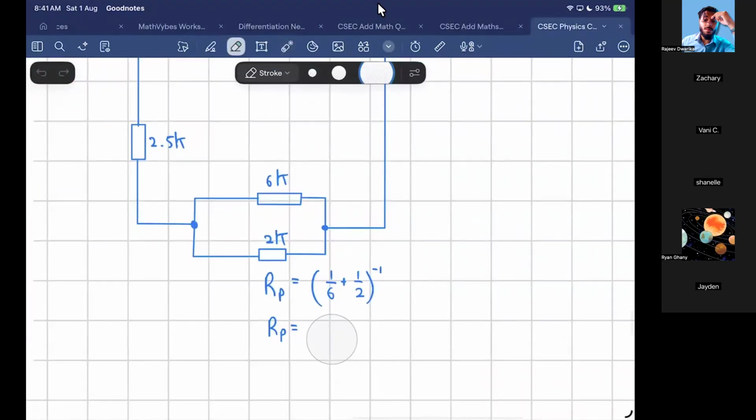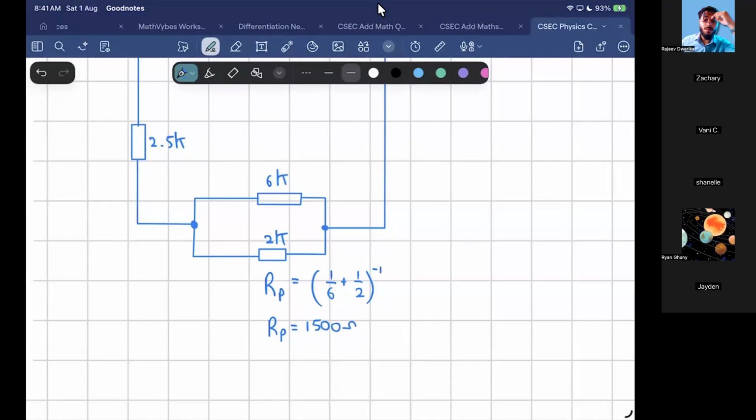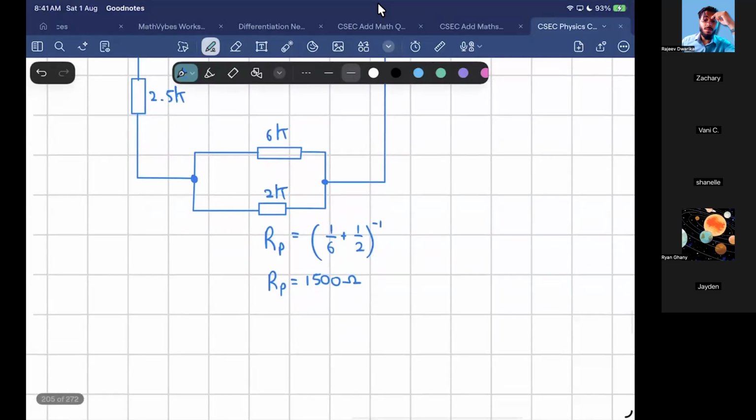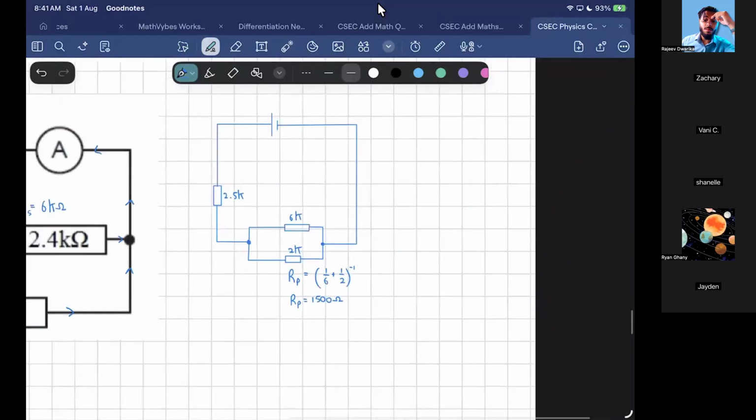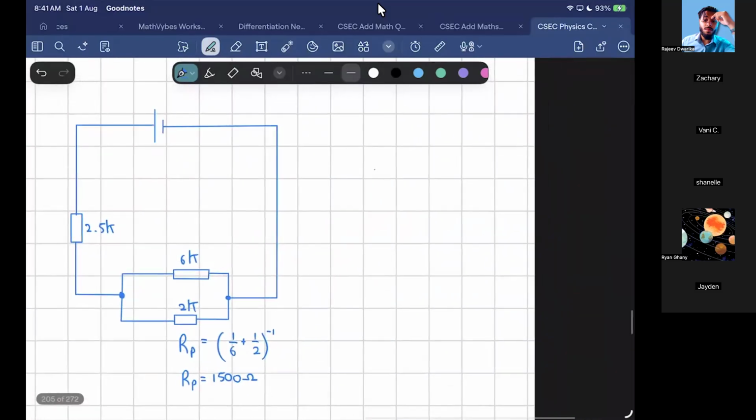Do you find these circuit questions easy or hard? What do you think about them? I find it easy too. Yeah.